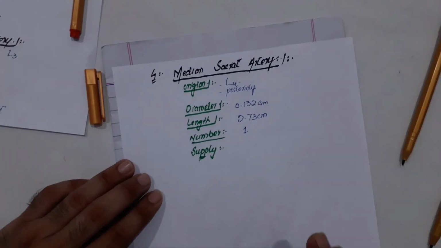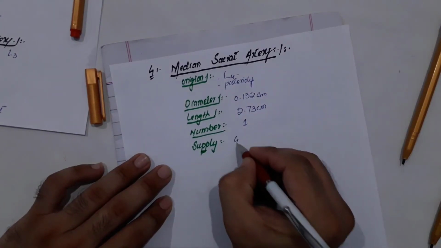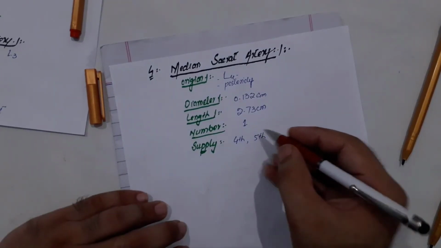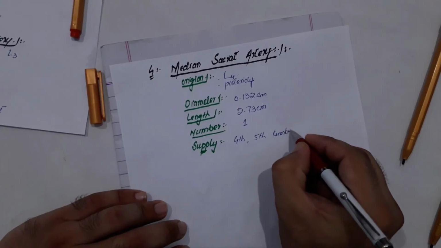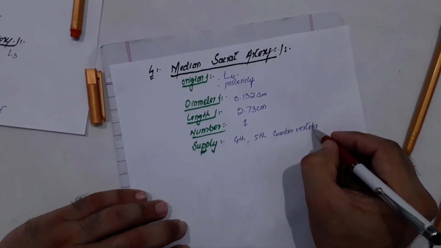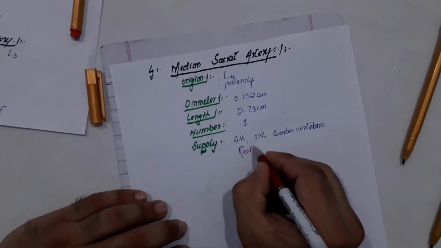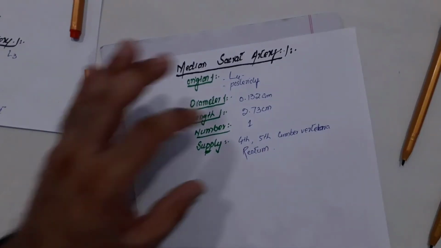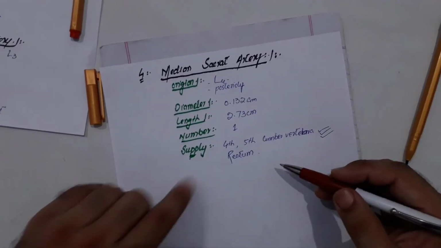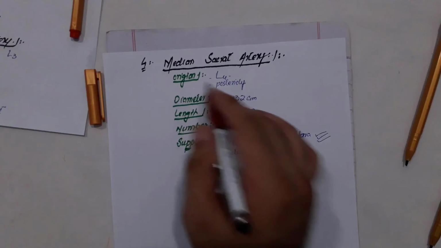And what does it supply? So this artery is responsible to supply blood to the fourth and fifth lumbar vertebra, and also to parts of the rectum. Right friends, this is its function. It supplies oxygenated blood to the fourth and fifth lumbar vertebra and the rectum. Right, this was about the median sacral artery.